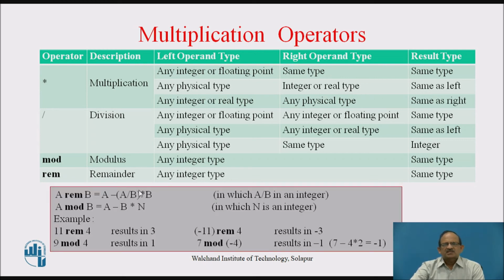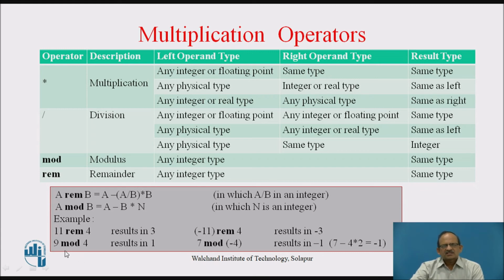Say for example, we'll see the example of this remainder and mod operator. A remainder b gives you a minus (a by b) into b, in which a by b is an integer. So a by b, whatever the values of a and b, the integer division is performed. In case of a mod b, it will always be equal to a minus b into n, where n is some integer. Say for example, 11 remainder 4 gives you the result 3, minus 11 remainder 4 always gives you the remainder minus 3.